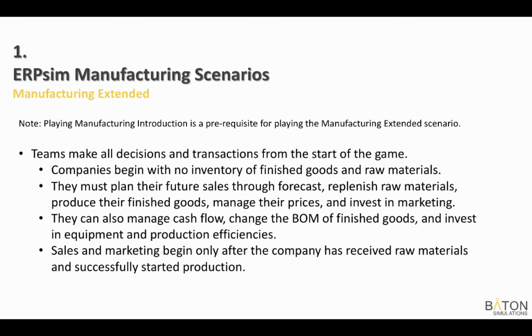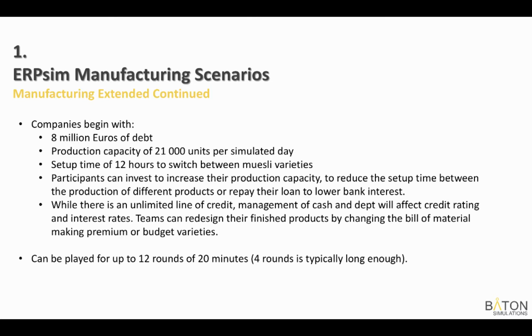Sales and marketing begin only after the company has received raw materials and successfully started production. Companies begin with 8 million euros of debt, a production capacity of 21,000 units per simulated day, and a setup time of 12 hours to switch between muesli varieties. Participants can invest to increase their production capacity, to reduce the setup time between the production of different products, or repay their loan to lower bank interest. While there isn't an unlimited line of credit, management of cash and debt will affect credit rating and interest rates.